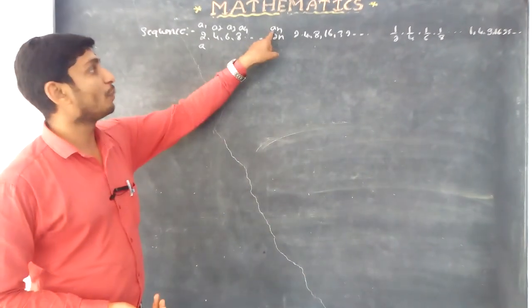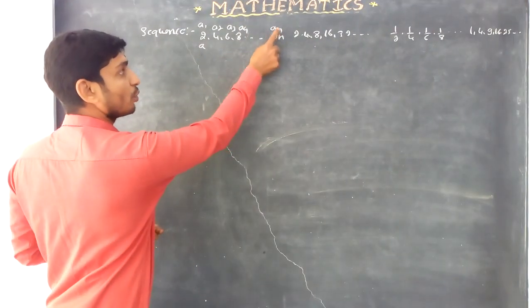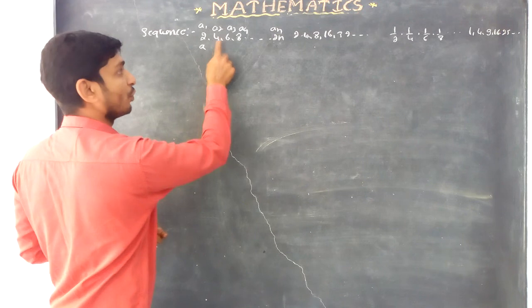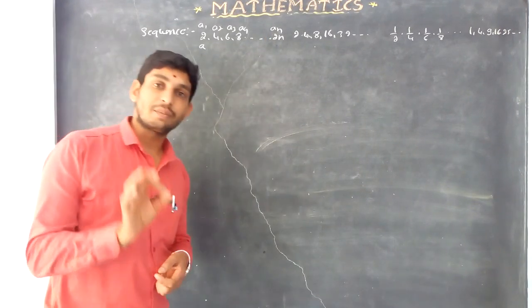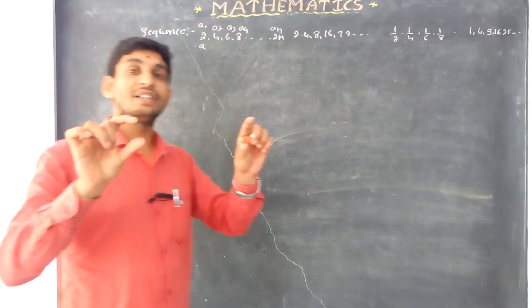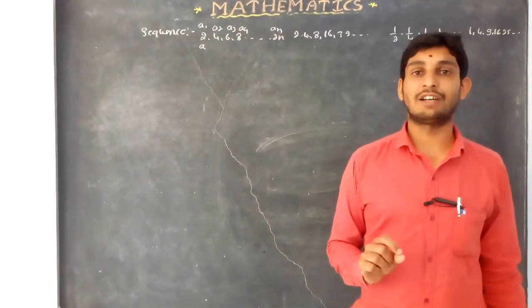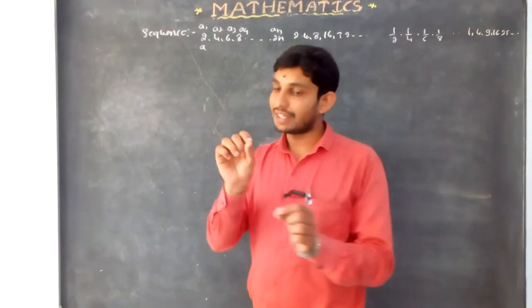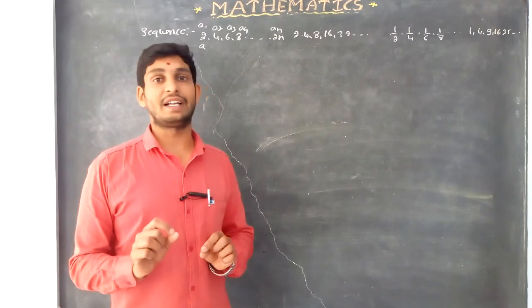For example, if you put n equals 1 here, A1 becomes 2 1s are 2. If you put here 2, A2 becomes 2 2s are 4. If you put here 3, that is A3, it is 2 3s are 6. That means in which rule the sequence is created, we can find by finding the nth term. If you know the nth term, it says in which rule the sequence has been created.